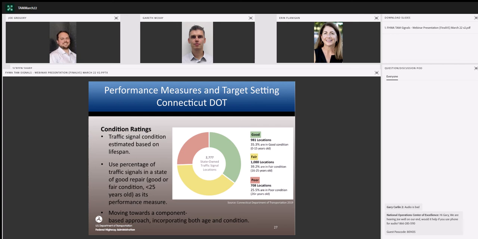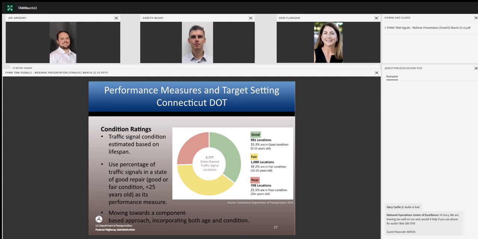This is an example from the Connecticut DOT 2019 TAMP. So they're reporting here on state-owned traffic signals. And you can see here they've used a proxy for condition based on the age of those assets. So for good, fair, poor, they've got different ages that they're using to indicate the condition of those assets.